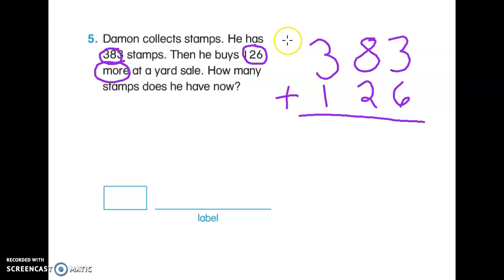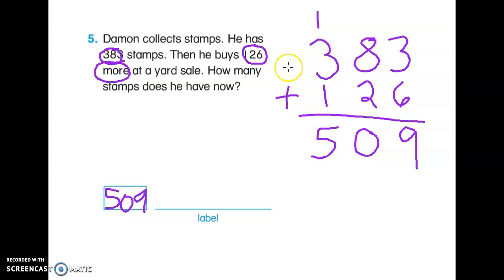Then you do your adding. Start with your ones. 6 plus 3 is 9. 8 plus 2 is 8, 9, 10. Okay, so we're at 0. Carry that 1 up here. Then you add your hundreds. 3 plus 1 is 4, plus 1 more is 5. So you get 509. And then don't forget your label. How many stamps? And you would write your label, stamps.